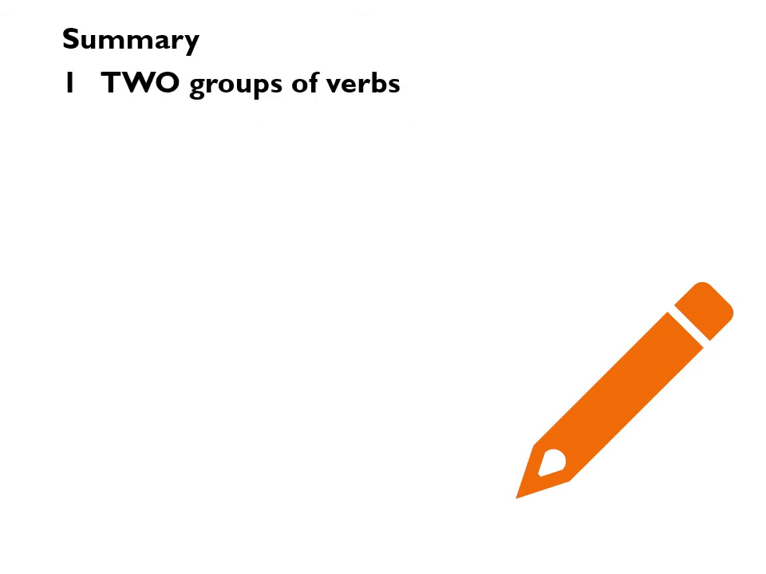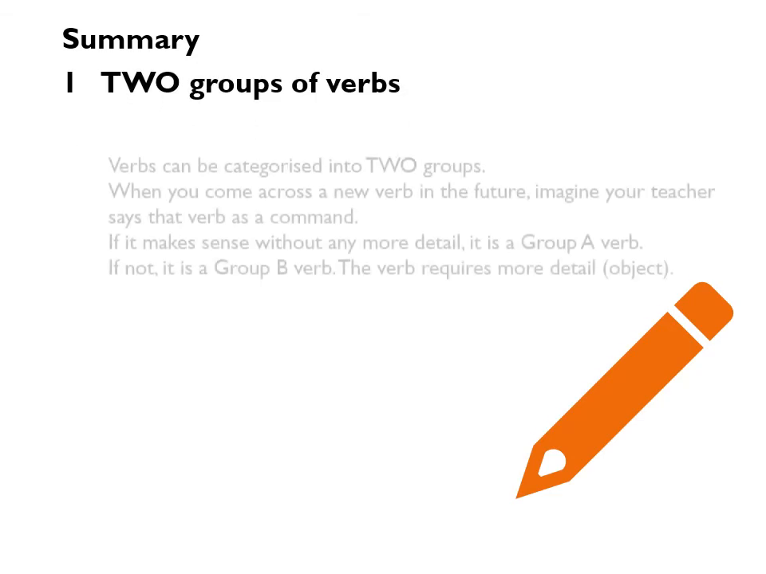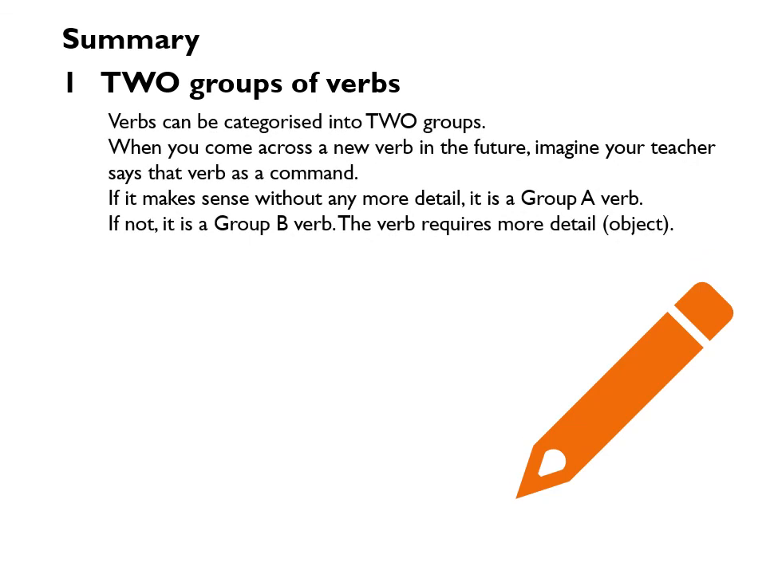Summary. Verbs can be categorized into two groups. When you come across a new verb in the future, imagine your teacher says that verb as a command. If it makes sense without any more detail, it is a Group A verb. If it doesn't make sense, it is a Group B verb. The verb requires more detail, and this detail is called an object.